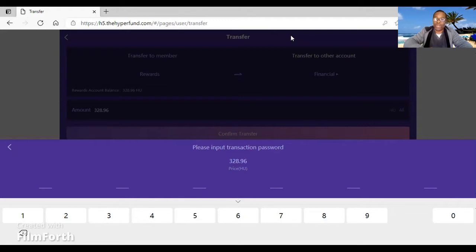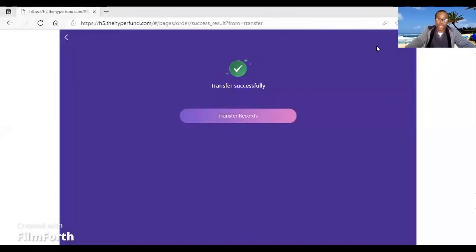I will stop sharing so that I protect my identity. Yes, very, very important. So you can see the transfer from rewards to financial has been successfully carried out. I did not do much other than putting my transaction password, and then it is successful. So let's go back.